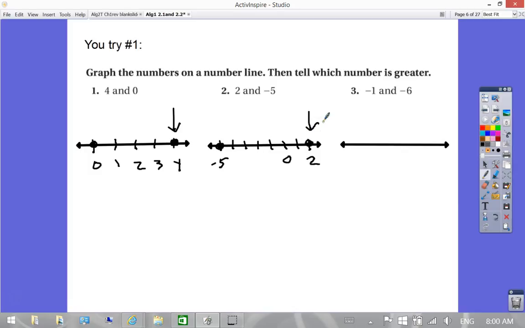Right, and then we go -1 to -6. So I need 6 marks. 1, 2, 3, 4, 5, 6.